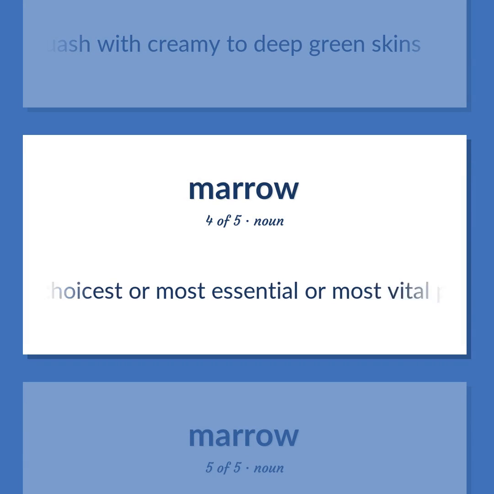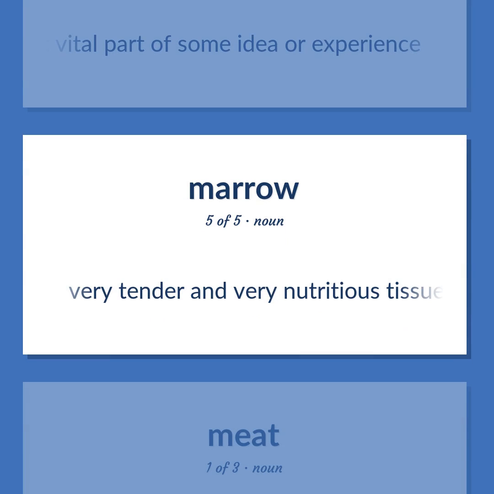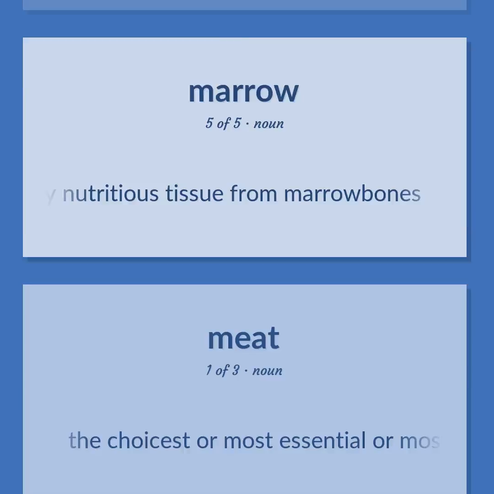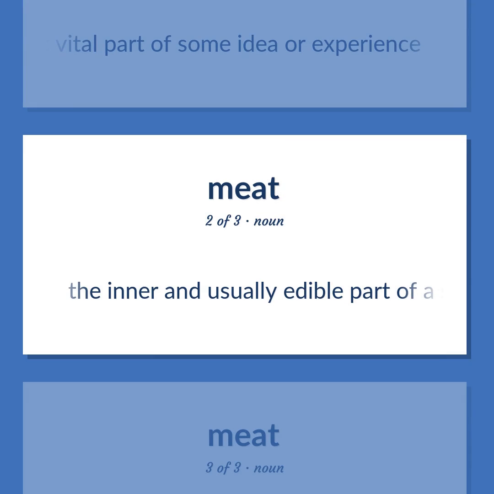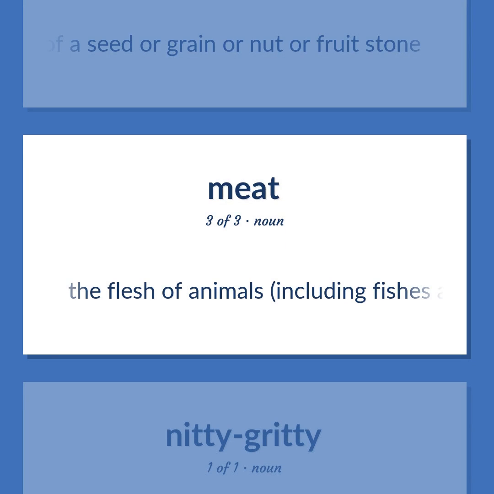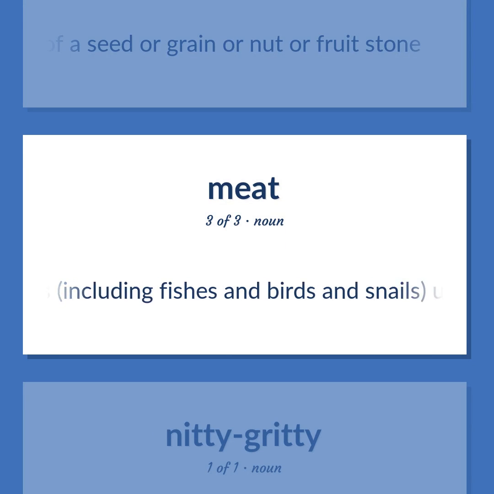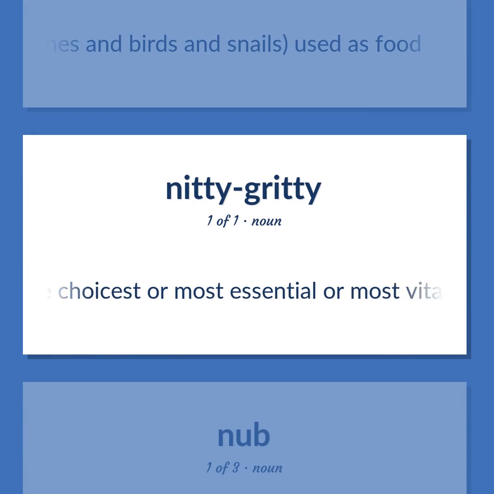The choicest or most essential or most vital part of some idea or experience. Very tender and very nutritious tissue from marrow bones. The choicest or most essential or most vital part of some idea or experience. The inner and usually edible part of a seed or grain or nut or fruit stone. The flesh of animals, including fishes and birds and snails, used as food.